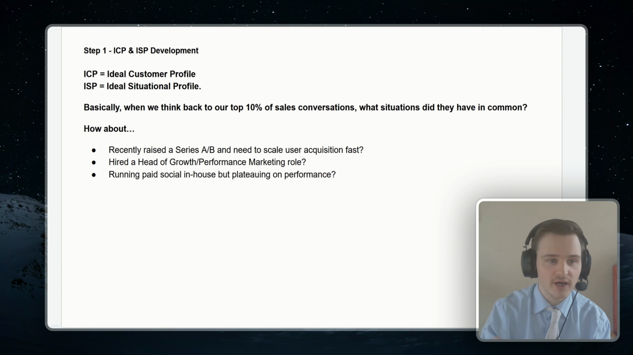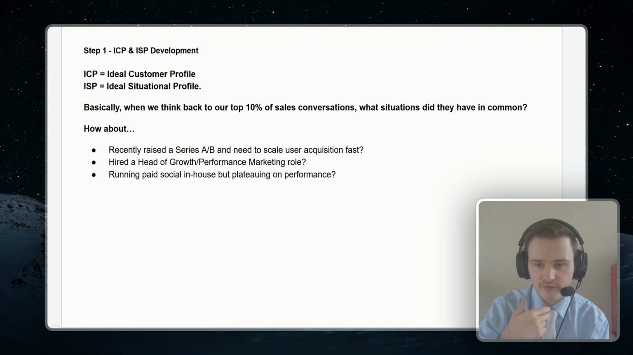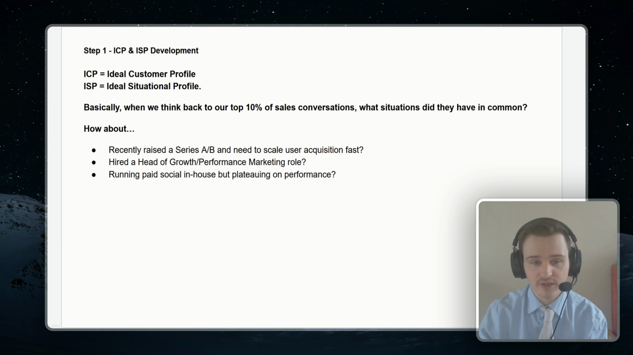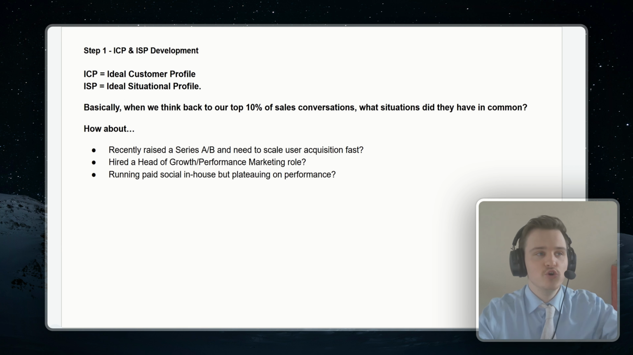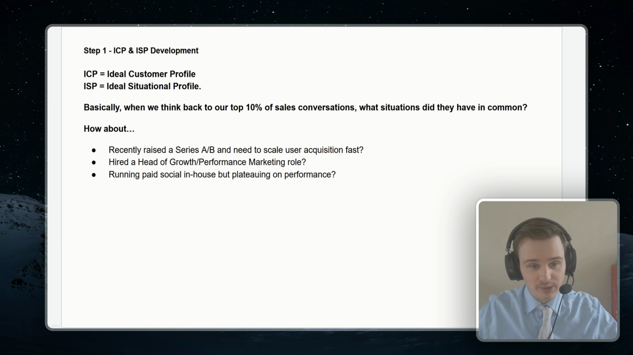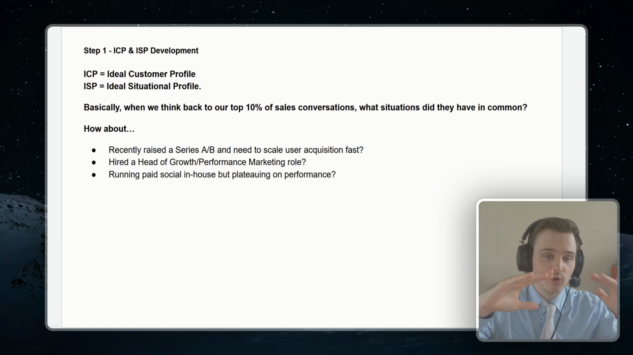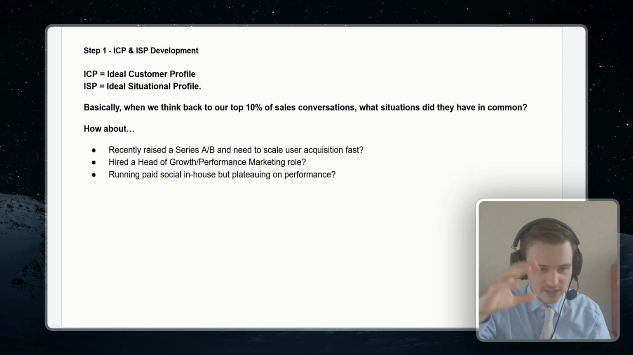So step 1, ICP and ISP development. ICP is ideal customer profile. So this is industry, headcount, so how many employees, title that you're trying to meet with, and also geographies, right? And then ISP is ideal situational profile. So when we think back to our top 10% of sales conversations, right? Imagine we had 100 sales meetings, 10 will be in the bottom 10%, 10 will be in the top 10%. Well, what did that look like, right? And so what did those people have in common?